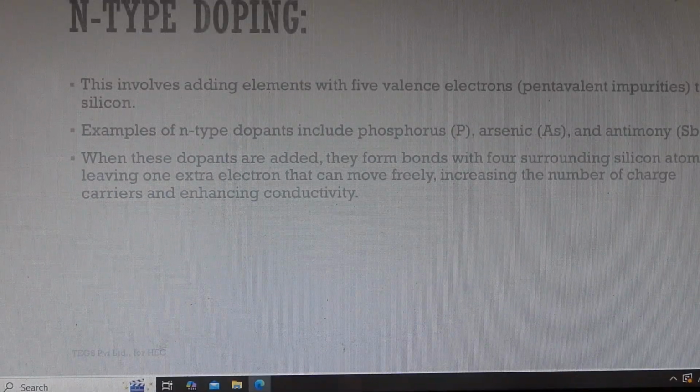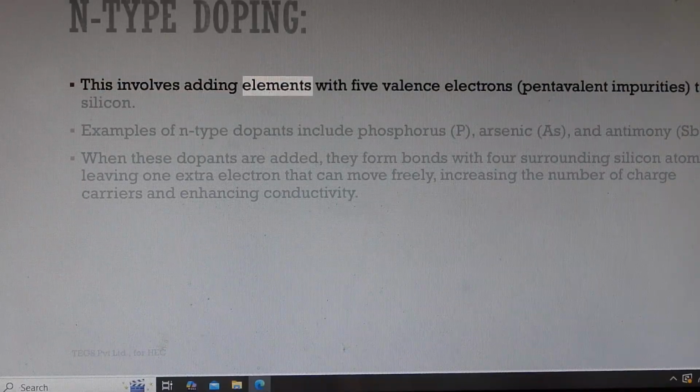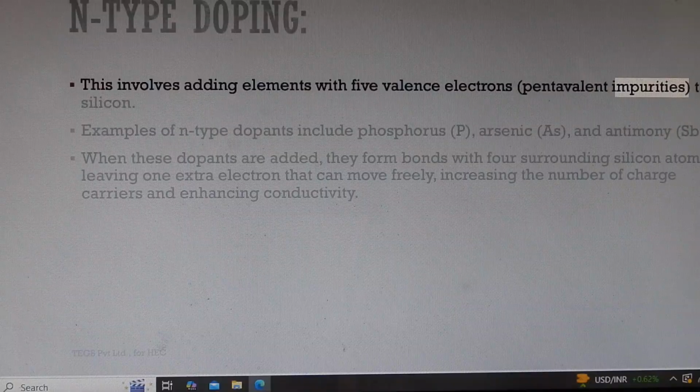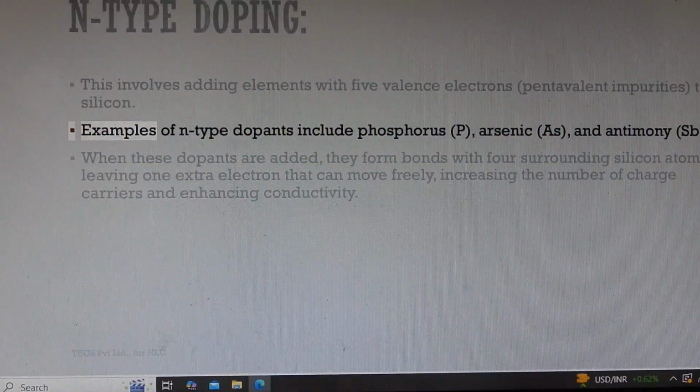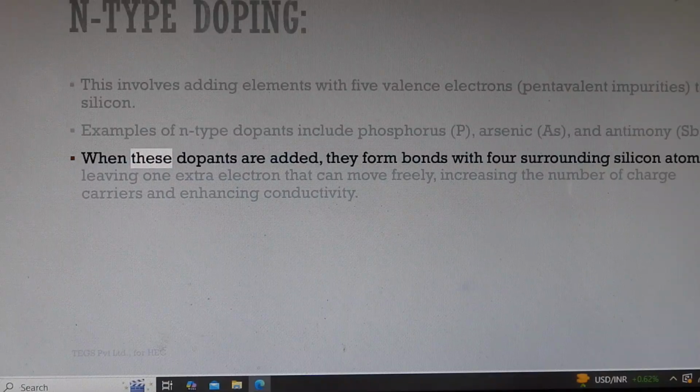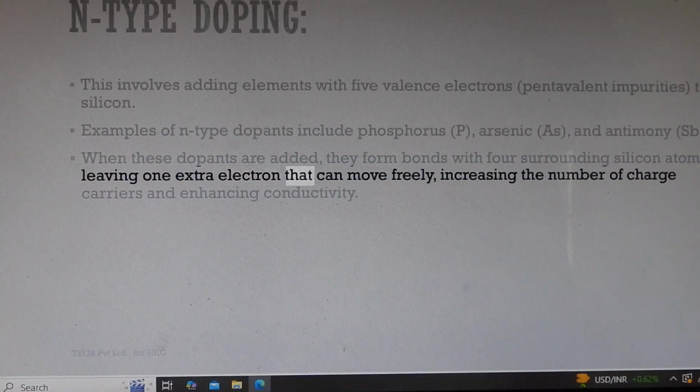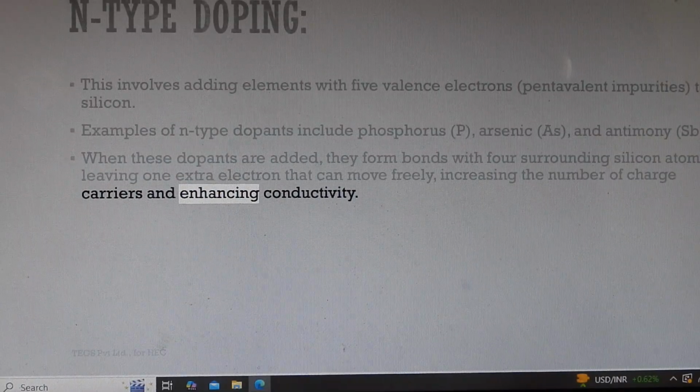N-type doping. This involves adding elements with 5 valence electrons, pentavalent impurities, to silicon. Examples of N-type dopants include phosphorus (P), arsenic (As), and antimony (Sb). When these dopants are added, they form bonds with 4 surrounding silicon atoms, leaving 1 extra electron that can move freely, increasing the number of charge carriers and enhancing conductivity.